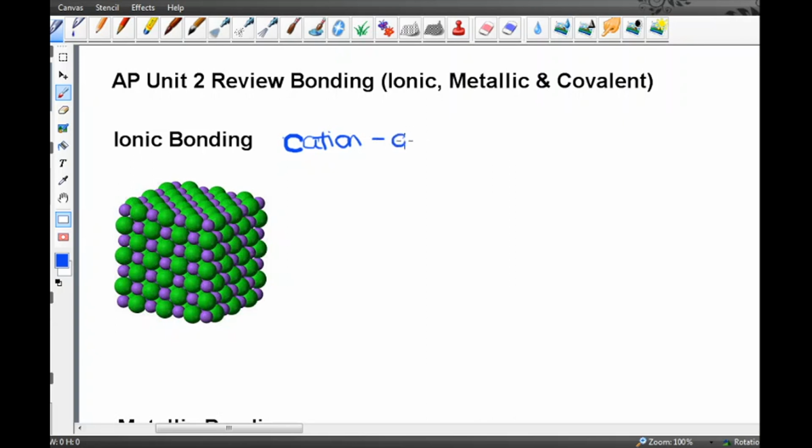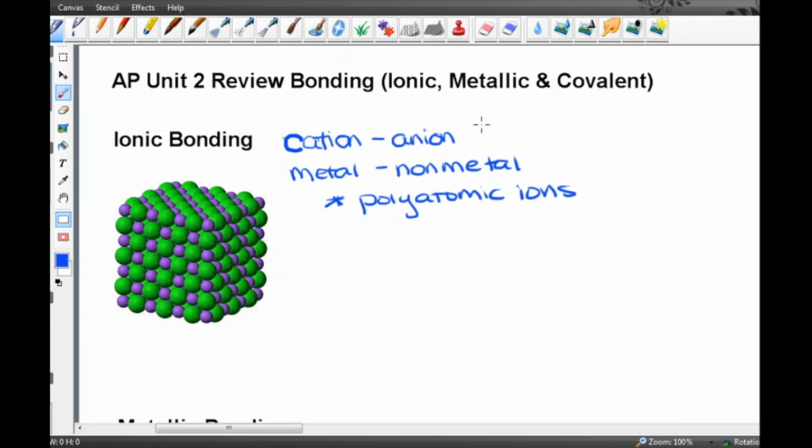Between a cation and an anion. These are typically between metal to non-metal atoms. Of course, though, these can also include our polyatomic ions as well. And of course, in order to become a cation and an anion, there has to be a transfer of electrons from the cation to the anion, cations being positive, anions being negative.